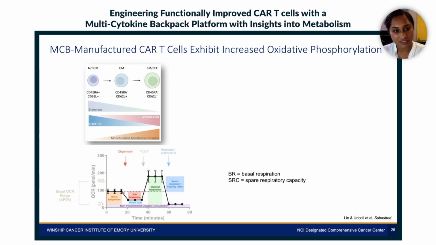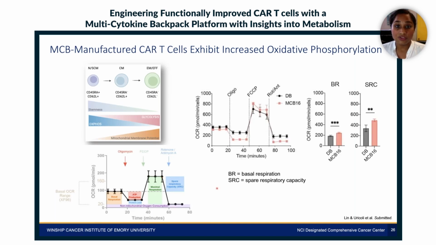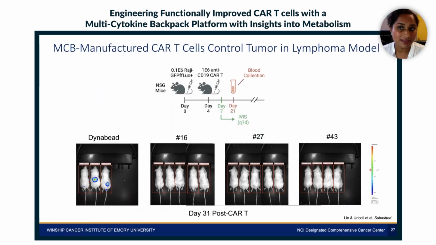So we have basal respiration, and then an inhibitor added, which decreases ATP production, and then you have another inhibitor added, which causes the maximal respiration. And then once you add the last inhibitor, it gives you the spare respiratory capacity. And so we could see using this assay, our MCB manufactured CAR T cells has had improved basal respiration and improved spare respiratory capacity. So finally, we wanted to test these cells in a mouse model of lymphoma.